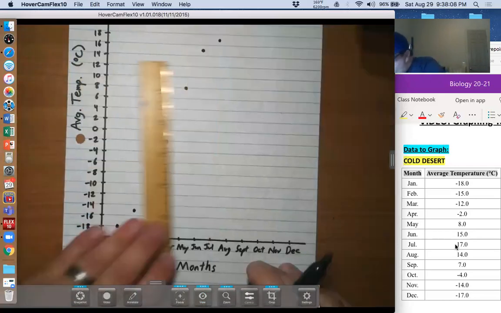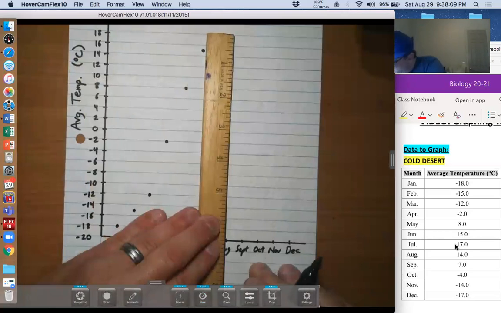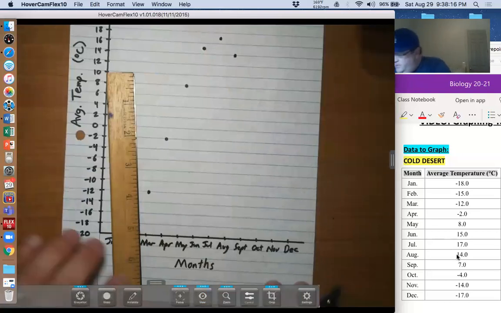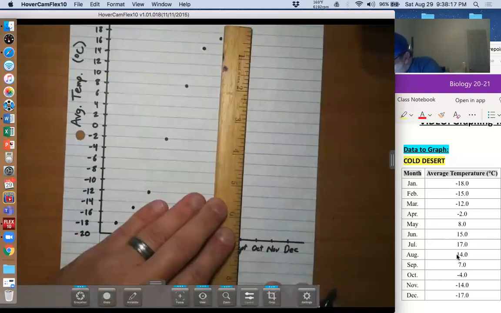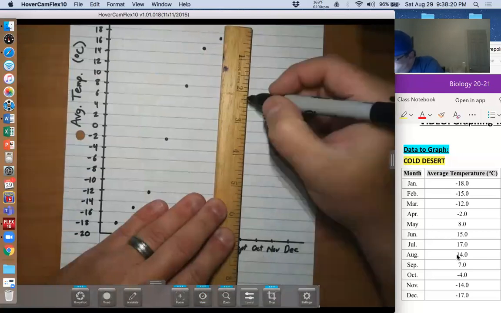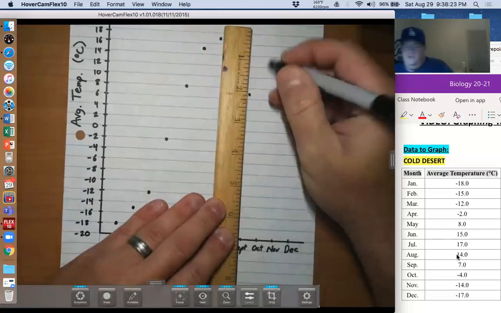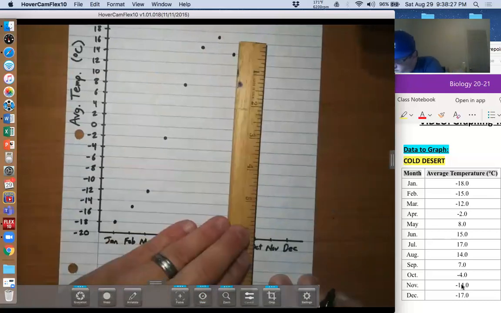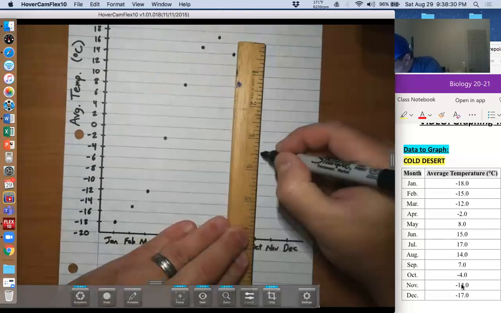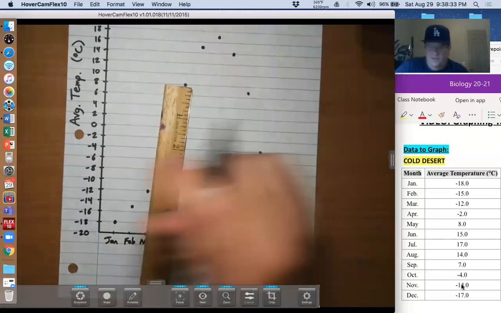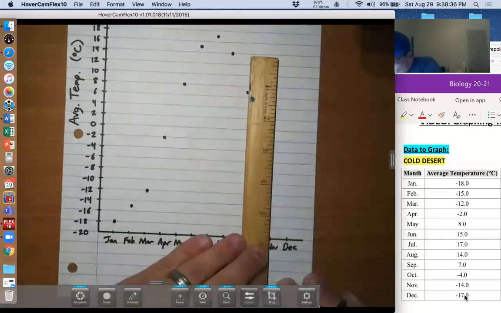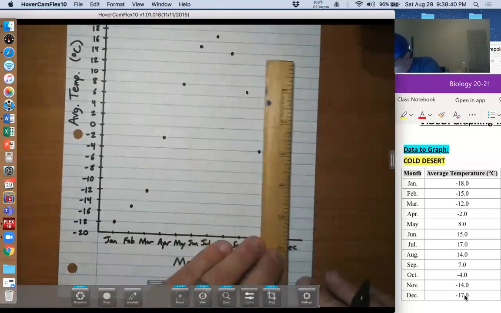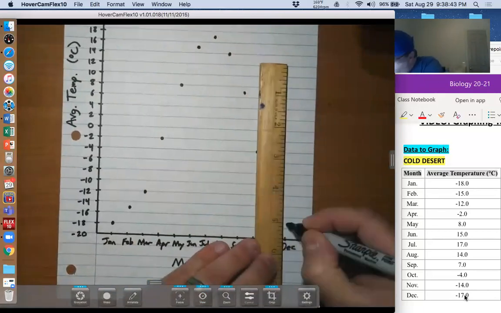August is 14. 14 is right on the line. Dot. September is 7. That's going to be a drop. Or is it? Let's take a look. It's between 8 and 6. Dot. October is -4. So right here, -4. Make sure you're looking at the negatives. Dot. November, -14. Dot. And December, -17. Dot.